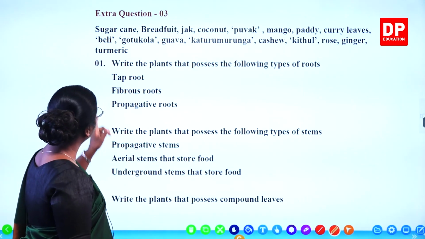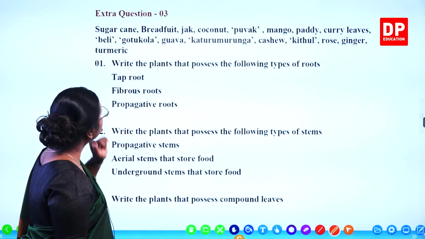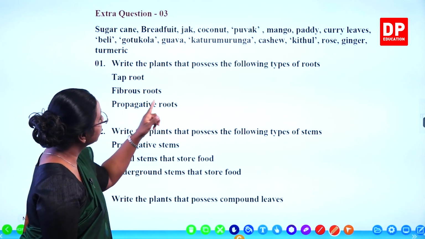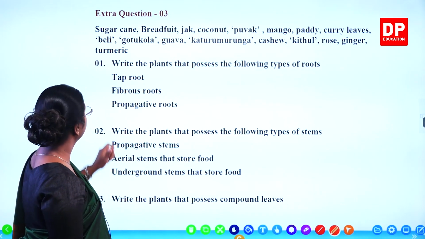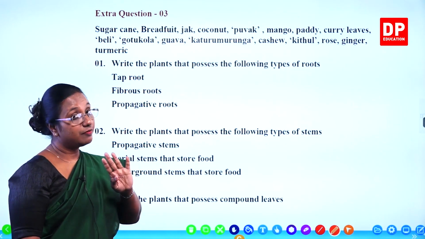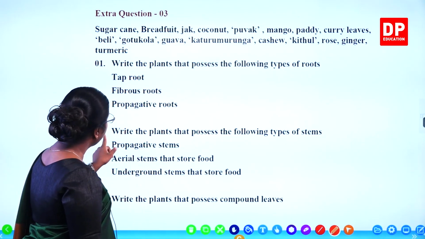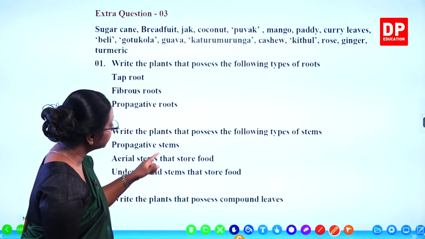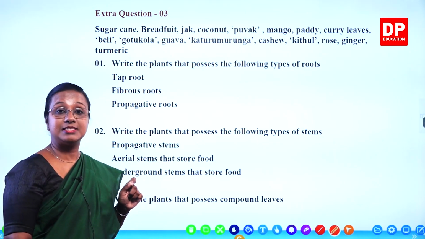So now we look at the questions. Write the plants that possess the following types of roots. Taproot, fibrous root and propagative roots. We have discussed all three. Write the plants that possess the following types of stems.